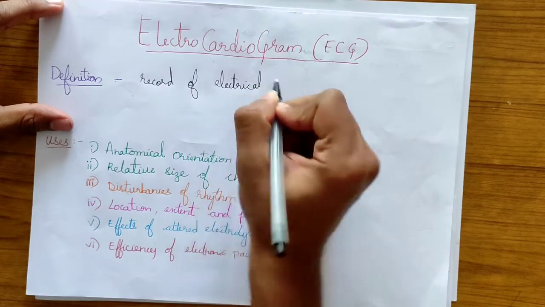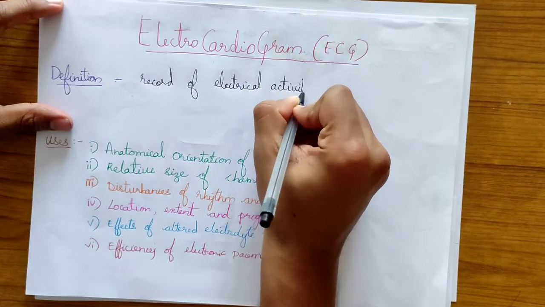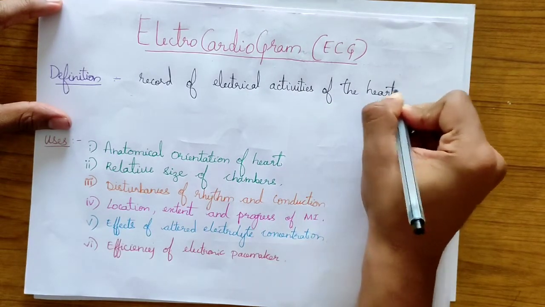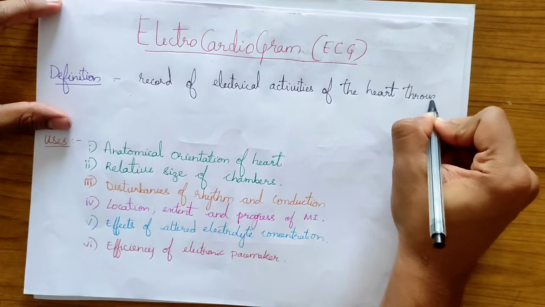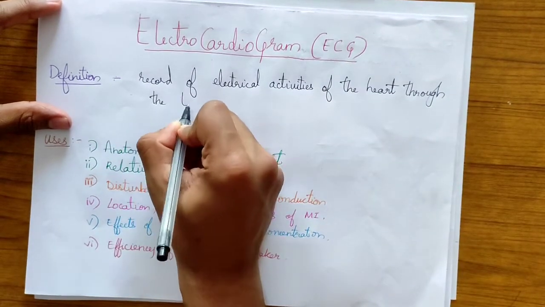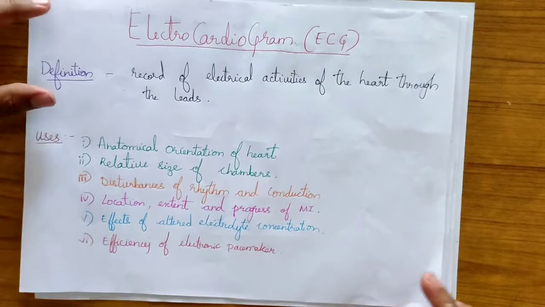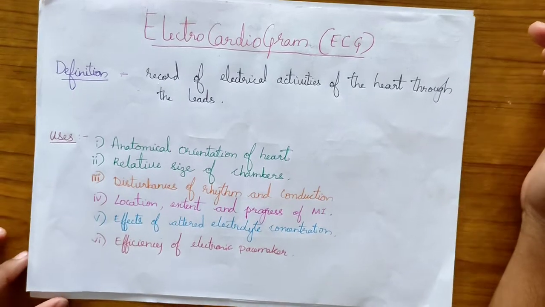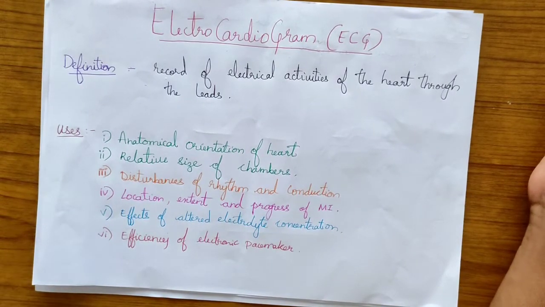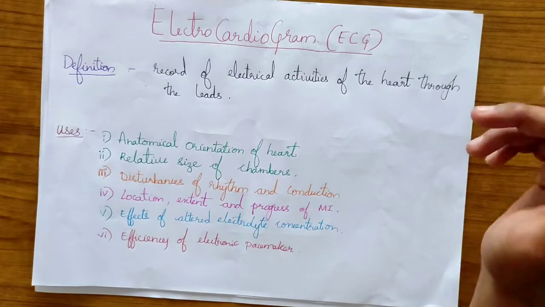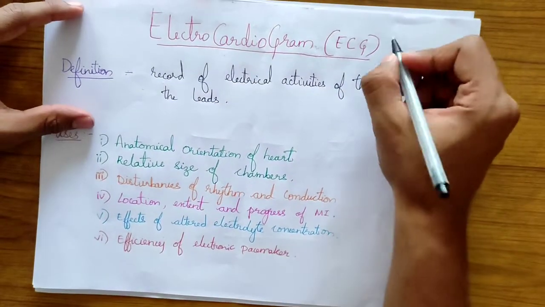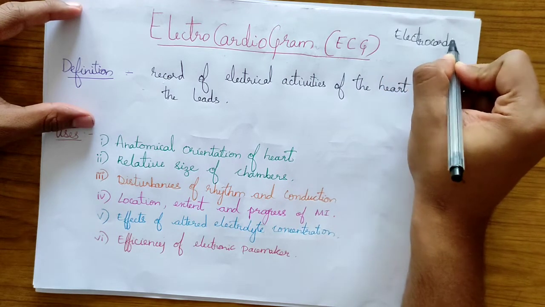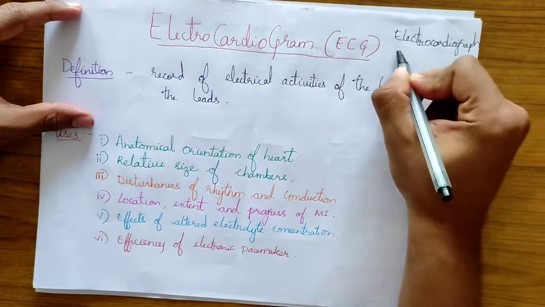electrical activities of the heart through the leads, which are nothing but the electrodes which are connected to the surface of the body or to the surface of the heart in surgery cases, which records the electrical activities of the heart. So this is the electrocardiogram or ECG. So the machine which I told is electrocardiograph. This is the machine which records the ECG.